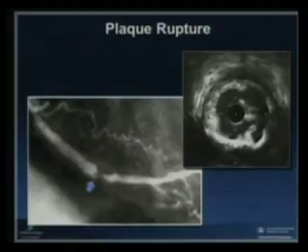So this is on angiogram. This is what an ulcerated plaque looks like. This is on IVUS. That's what it looks like, ulcerated plaque. You can see.